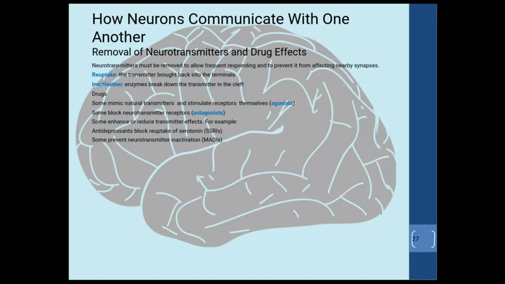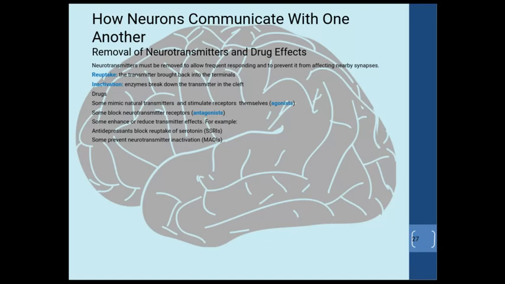The other way that neurotransmitters are removed from the synapse is that enzymes can come in and eat away at them and break them down to be flushed out. So that's called enzyme inactivation or enzyme degradation. Enzymes break down the neurotransmitter in the cleft, and now there's room for more new ones.